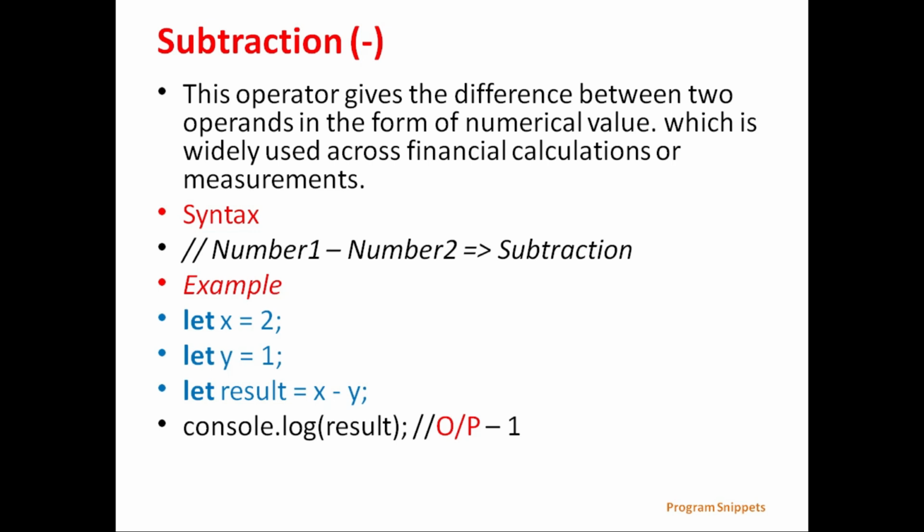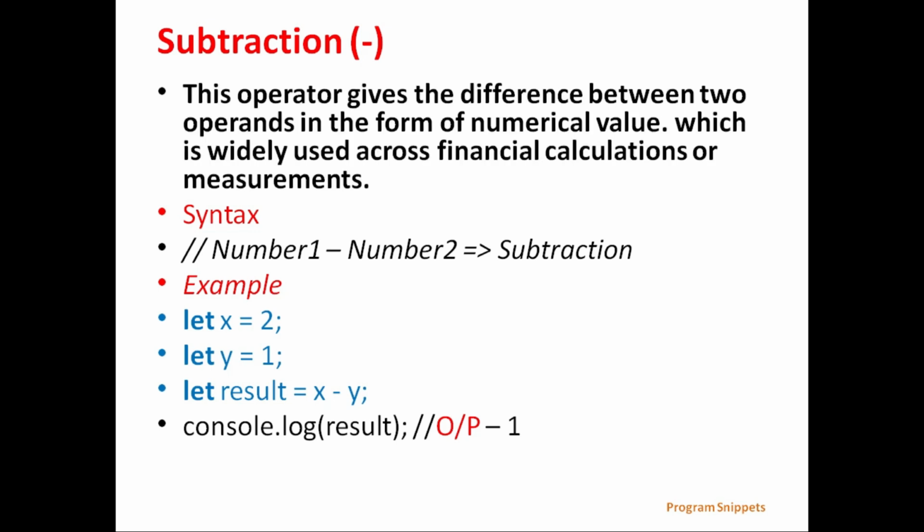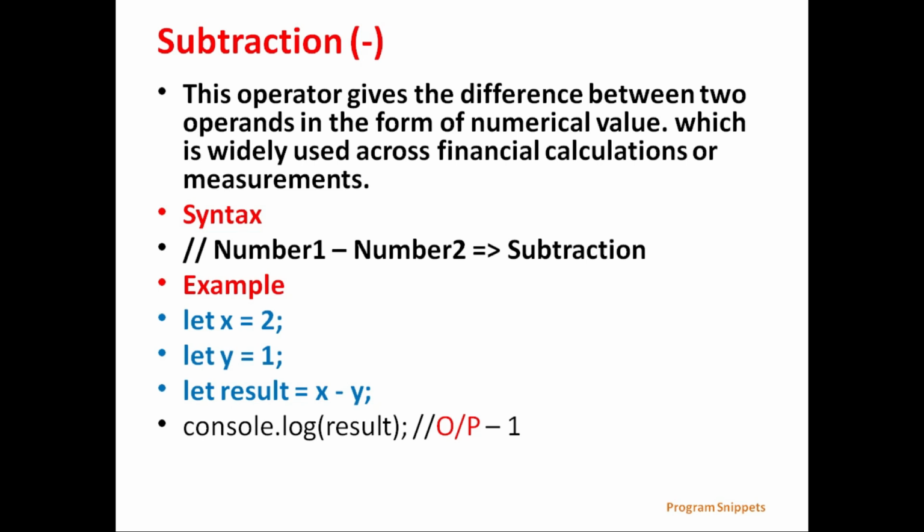Next is subtraction. This operator gives the difference between two operands in the form of numerical values, which is widely used across financial calculations or measurements. General syntax is number 1 minus number 2 equal to subtraction. For example, here we have stored 2 to x and 1 to y, and when we assign x minus y to result and we print, it will give the output 1.